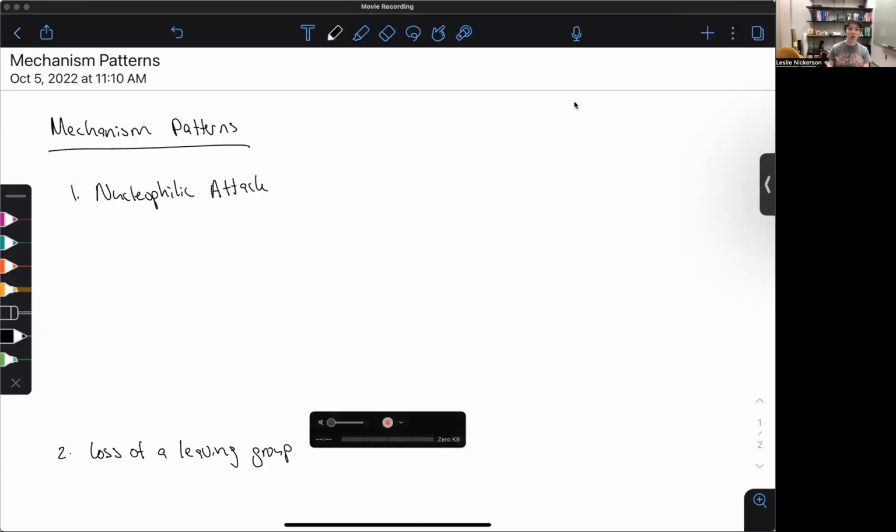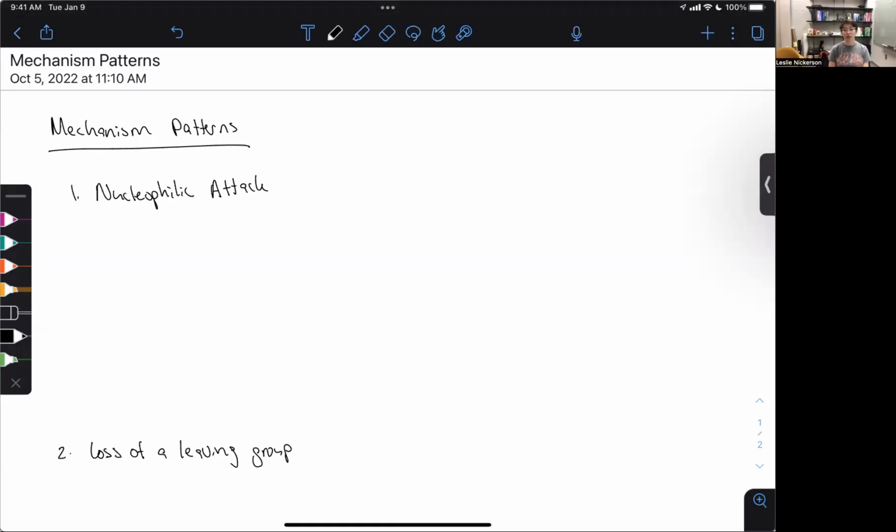Hey everybody, I'm going to go over the mechanistic patterns that we're going to see throughout this class. We're going to start with 3 of them, and then there's going to be another one that we'll bring up probably next week. But I think having the reactions for that one will actually be helpful in that instance. So we're going to save rearrangements for a little bit later. For right now, we're going to focus on the first 3, which are nucleophilic attack, loss of a leaving group, and then proton transfer, which is the acid-base reactions that we've been working on for a while.